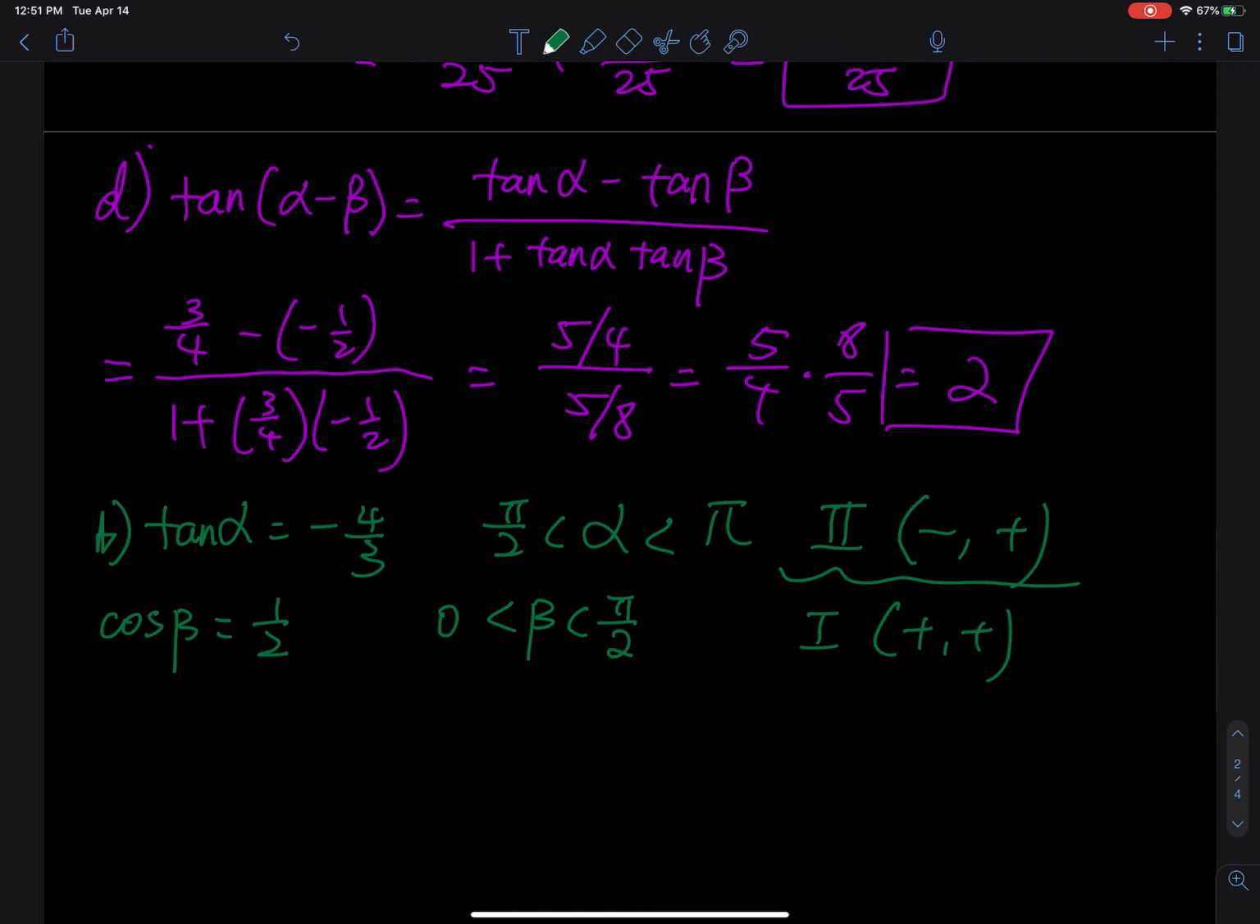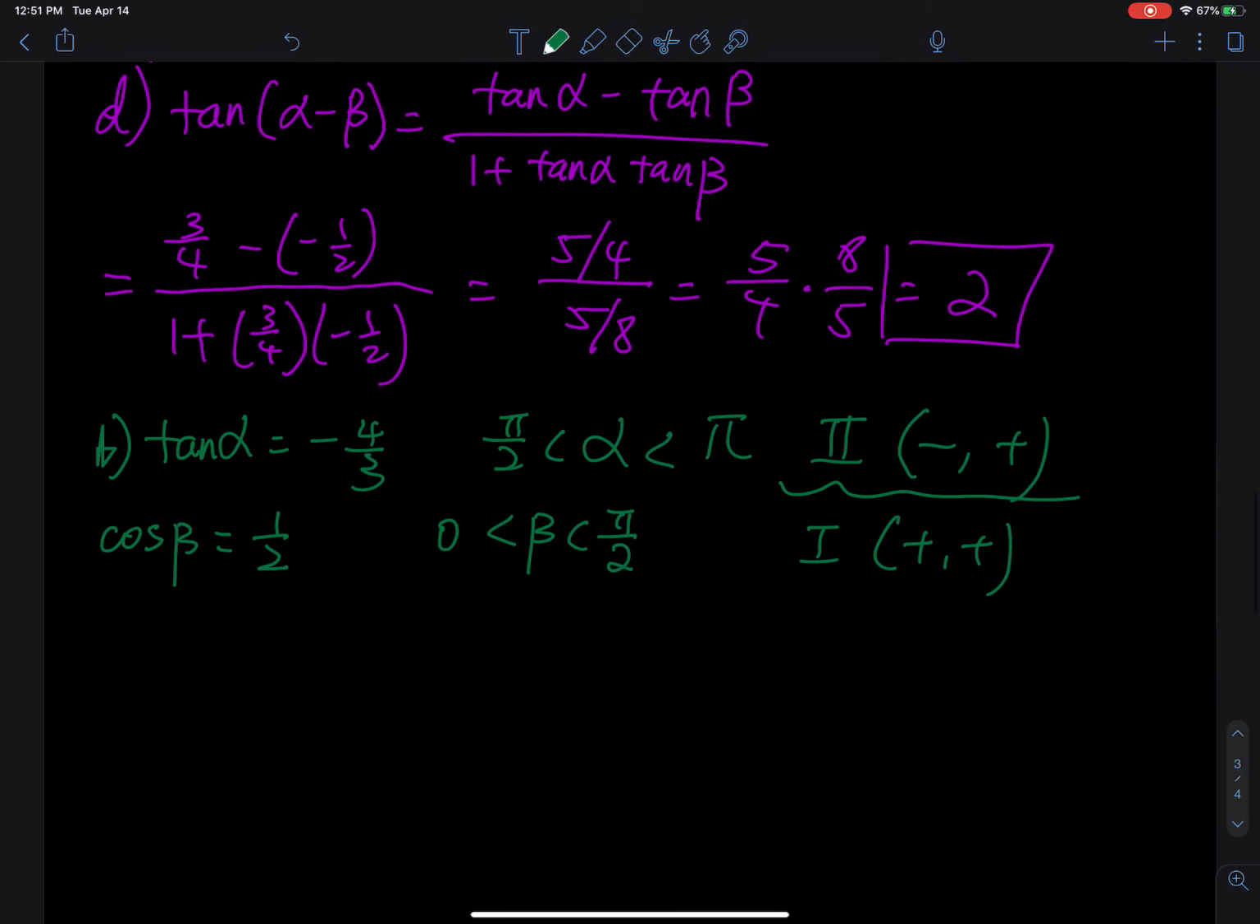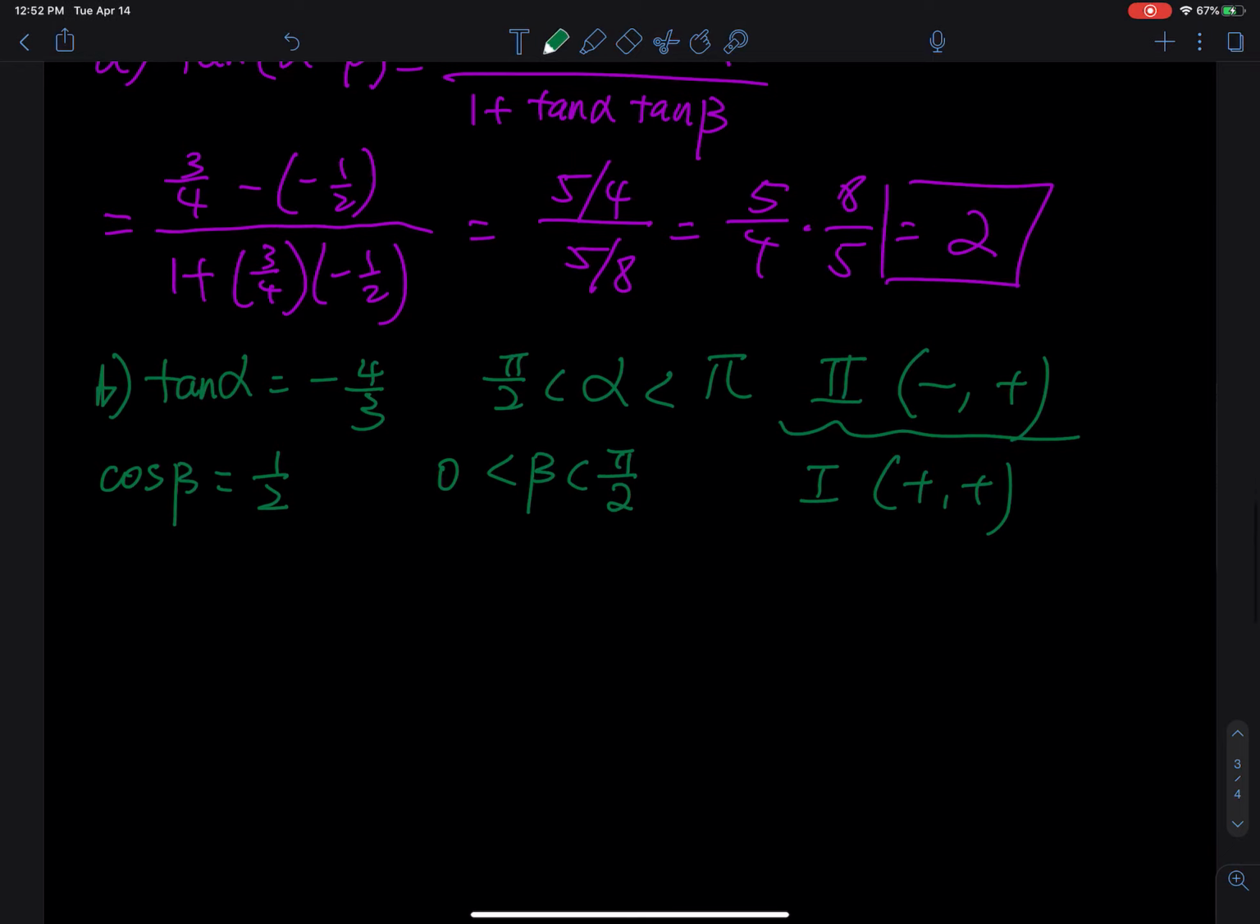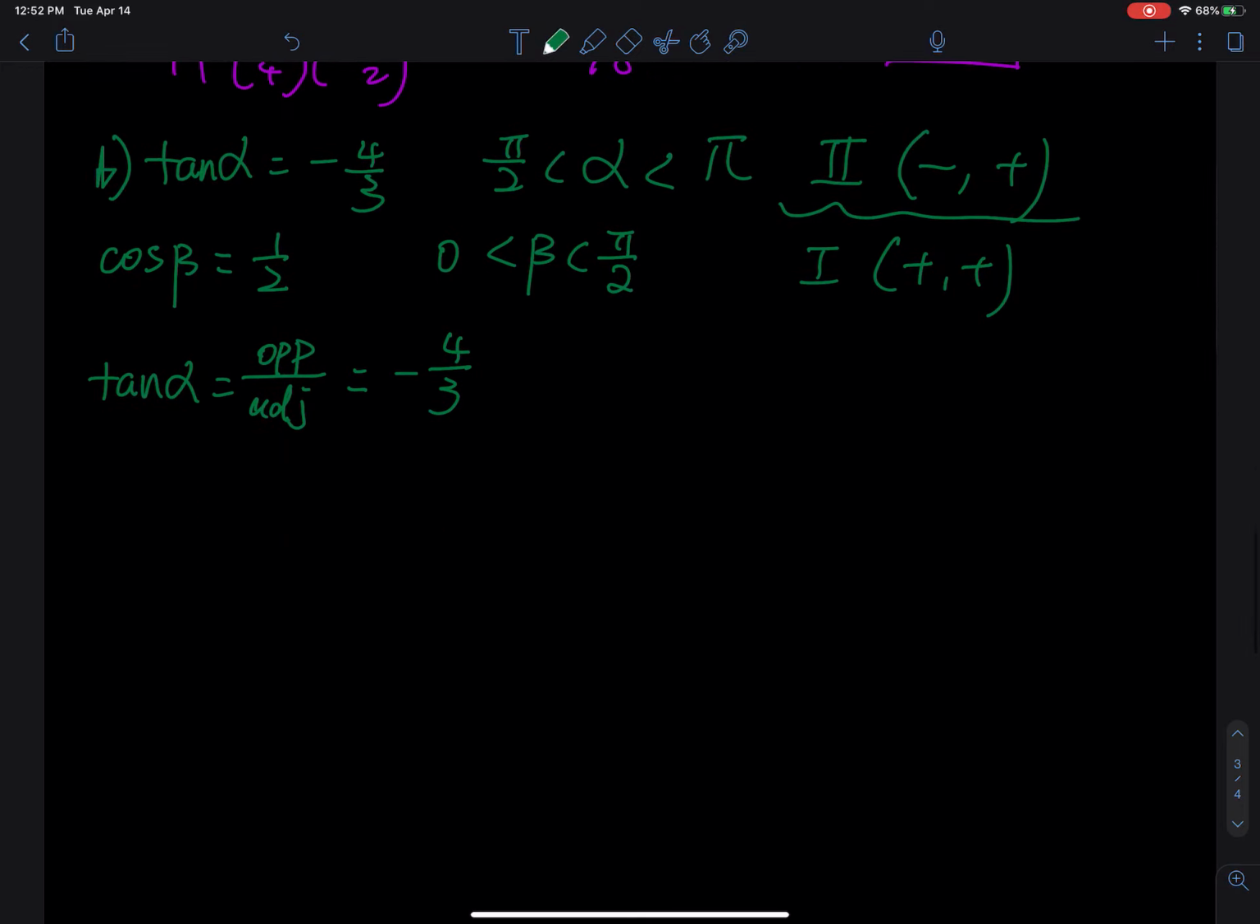So we have a 2 plus, and now we state the givens, draw a right triangle, and then apply SOH CAH TOA. So first, we have tangent alpha. What is tangent? TOA, opposite divided by adjacent. So that is negative 4 over 3. And then you draw a right triangle. I just said that is in quadrant 2, so you put your right triangle in quadrant 2.